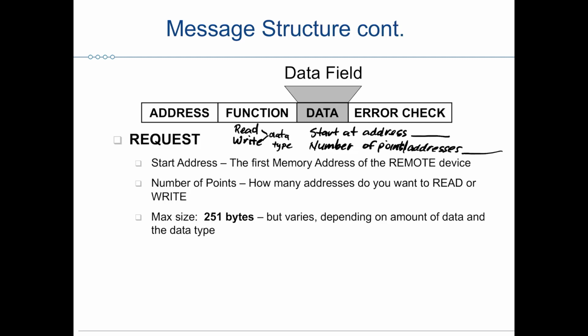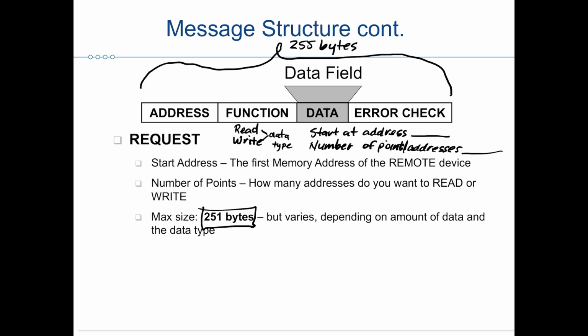The maximum size is 251 bytes for the data field. And if you think about it, that makes sense, guys, because remember I said that the maximum this whole message could be is 255 bytes. So if we know this one is 1 byte, we know this one is 1 byte, and we know the CRC or error check is always 2 bytes, that means that leaves 251 bytes for a maximum value.